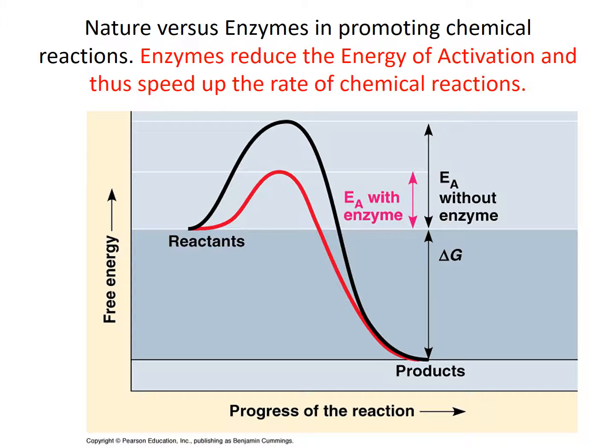And what we see here, we see two graphs. We see the red one and we see the black one. Well, the black one is the reaction without the enzyme. And what do you notice about this? The black one goes much higher up than the red one does. Okay, that means it's much harder for this reaction to occur without an enzyme. It's difficult. We call that the energy of activation, or E of A.